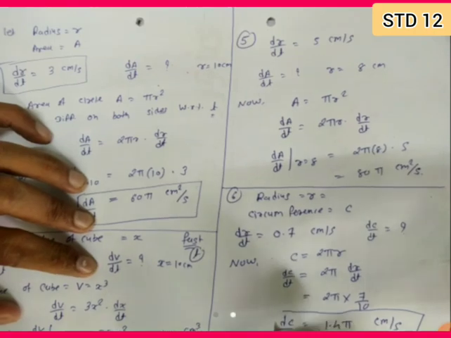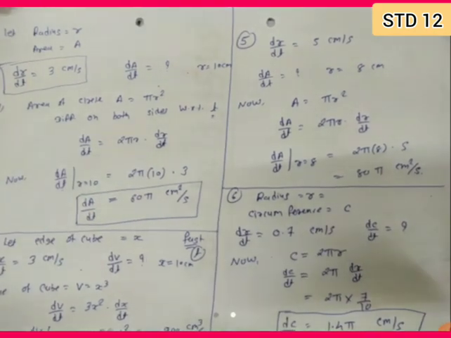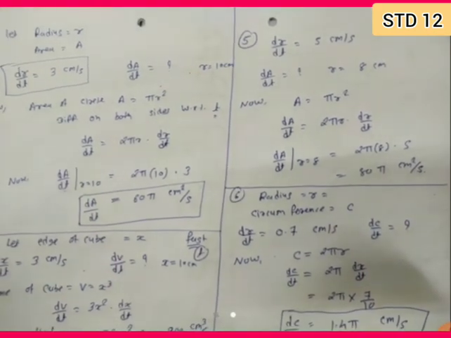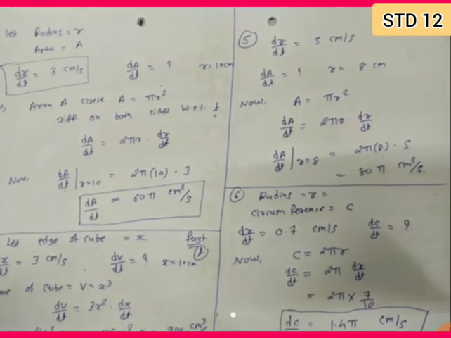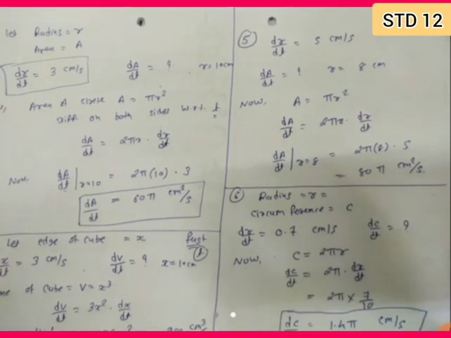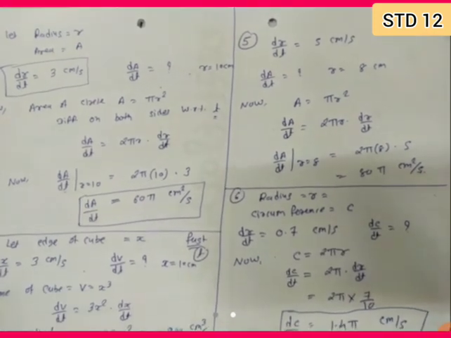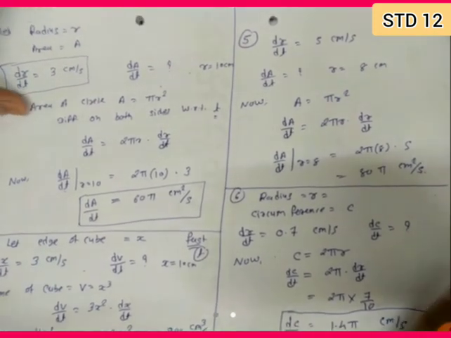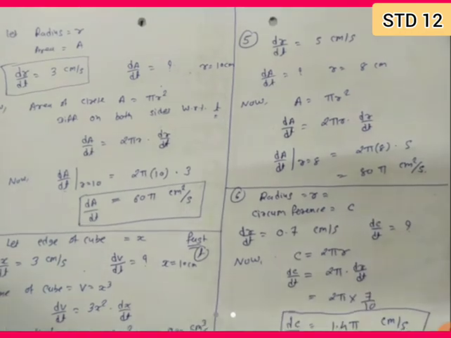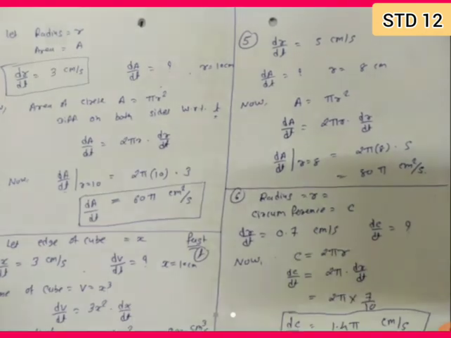As our time changes, the radius changes. As our radius changes, the circumference of the circle will change. So that will be the rate of change of circumference with respect to time. We have to find it by using the chain rule. Clear? इसमें कोई doubt, students?